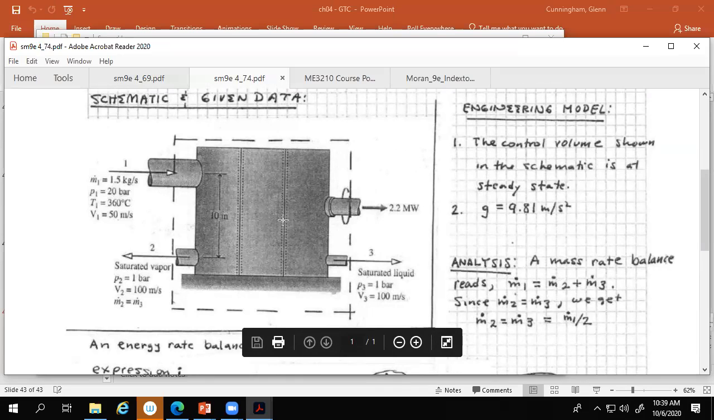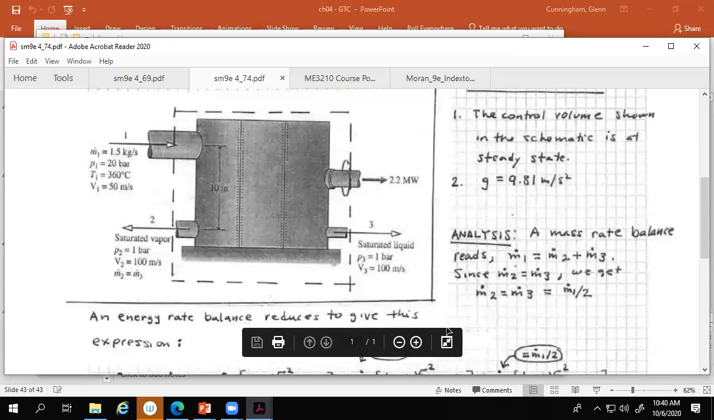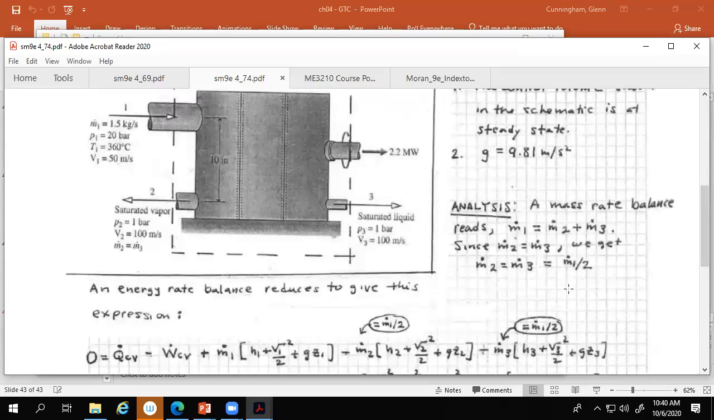So if you look at these mass flows, he's saying m dot 1 here has to equal m dot 2 plus m dot 3, because we have mass coming in here. It's steady state, so whatever comes in has to go out. So here's m dot 2 and m dot 3, and you notice that m dot 2 is equal to m dot 3. So m dot 2 is equal to m dot 3, which is equal to m dot 1 divided by 2.